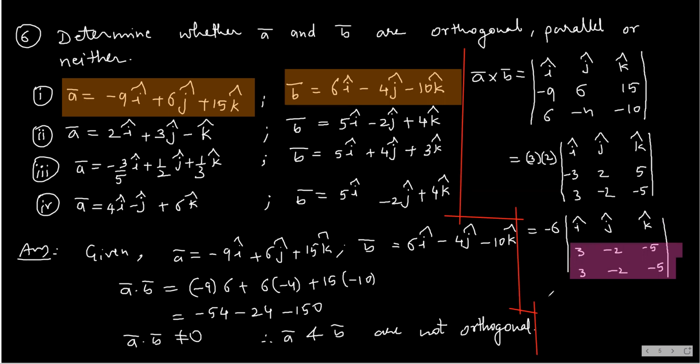So remember students, I will get here A bar cross B bar equals 0 I cap plus 0 J cap plus 0 K cap. That is, A bar cross B bar is 0 bar. And therefore I can say A bar and B bar are parallel vectors. Be assured they are parallel vectors, because their cross product is equal to a 0 vector.